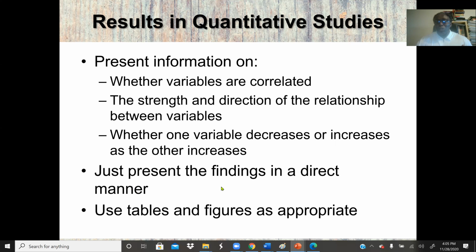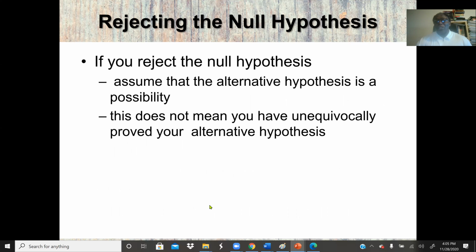Instead of trying to explain word by word, we can just write the results in a table form or in a figure form. Also, we can use a chart. Now, if we reject a null hypothesis, we should assume that the alternative hypothesis is a possibility. This again does not mean you have unequivocal proof of your alternative hypothesis.